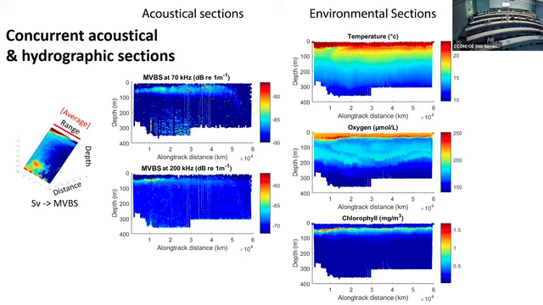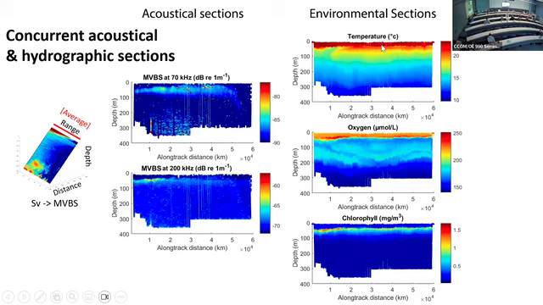And so the first big result, and I think the most major result from this vehicle, is these really detailed concurrent acoustical and environmental sections. On the left, I'm showing these acoustic sections where I'm averaging every ping across range to derive mean volume backscattering strength. So I'm basically collapsing that 3D data into a 2D echogram just by averaging across range. You can see scattering at 70 kilohertz here for a section, and the same section at 200 kilohertz. And then we have our environmental data, right?